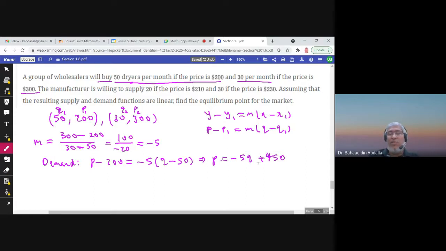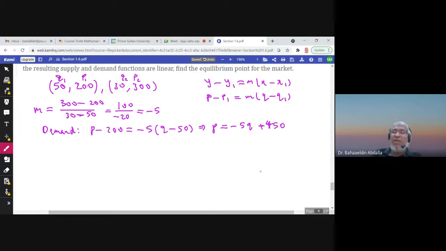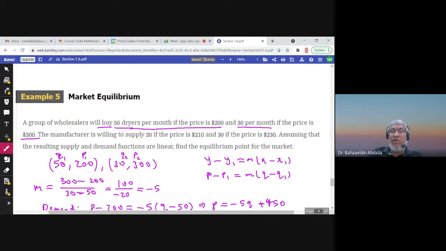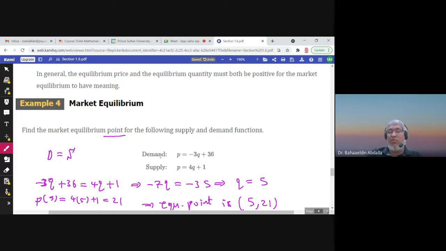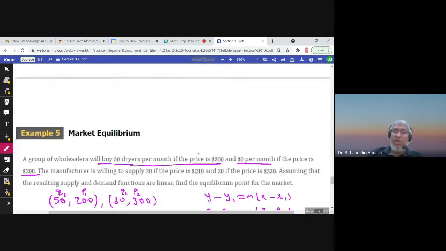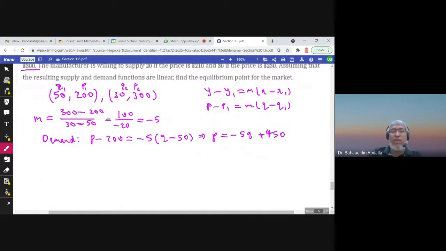I found this mistake when I checked when Q is 30. So now I do it again. Negative 5 times 30 plus 450 will give me the 300. So that's okay. So now this is the correct demand equation. Notice that the slope is negative, and that's always the case for the demand. The slope would be always negative when it's a linear function.